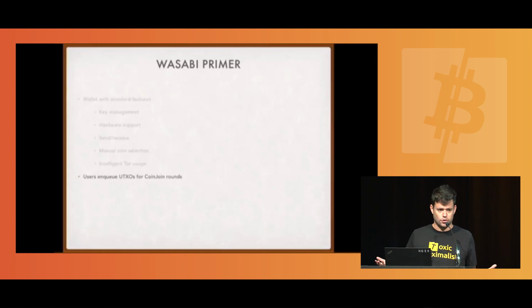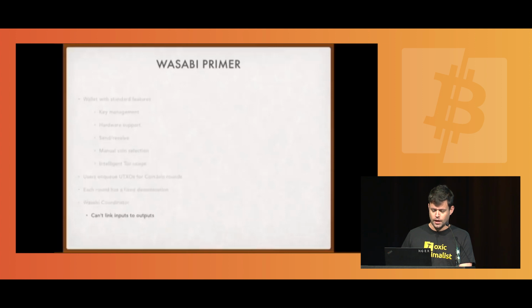And this can take a long time. If you have, I don't know, like 10 outputs that you want to mix, or an amount of, let's say, 1 Bitcoin that you want to mix, then it will probably take 10 rounds to mix them because each round has a fixed size. And so you will probably have to wait.